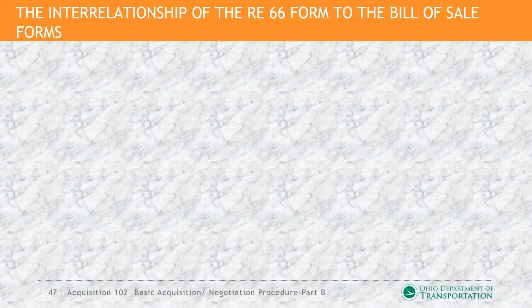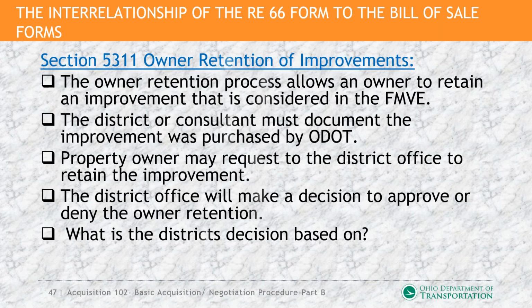All right, so we haven't talked about an RE66 form yet, and we're not going to get very in-depth into the RE66 form because that's more of a 103, acquisition 103 topic, and we've decided to hold that live as soon as we're able to, just because it gets a little bit more detailed. So what is the interrelationship of the RE66 form to the bill of sale forms?